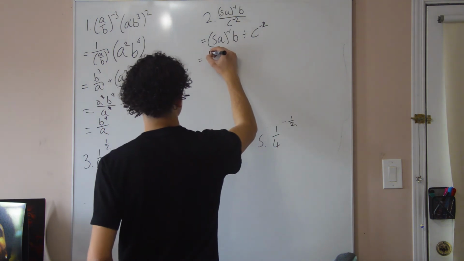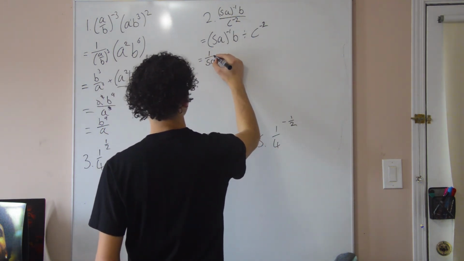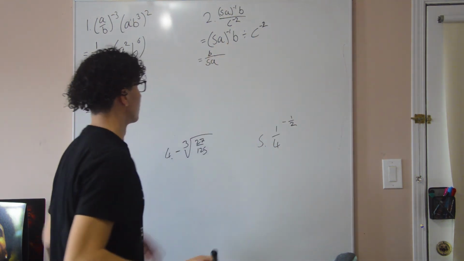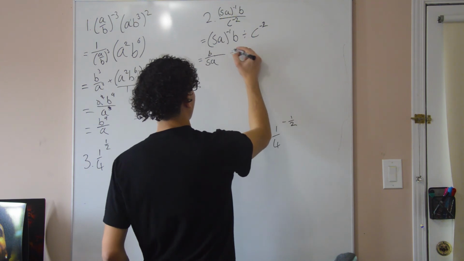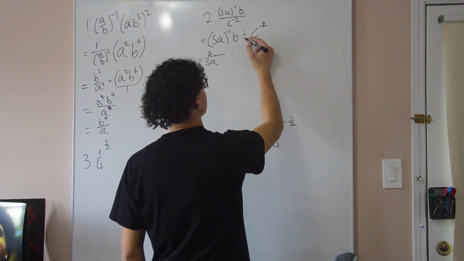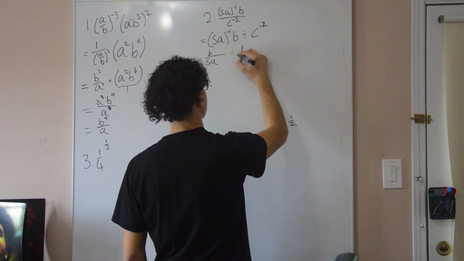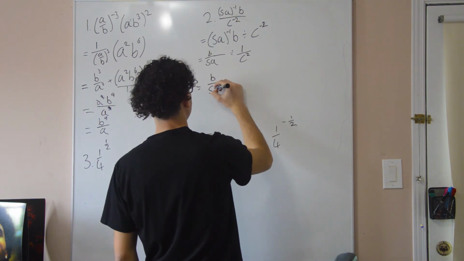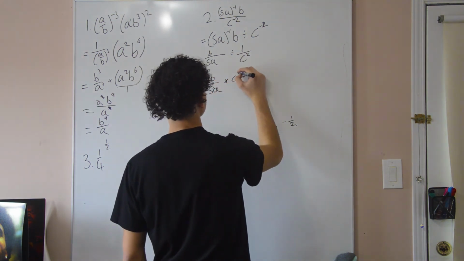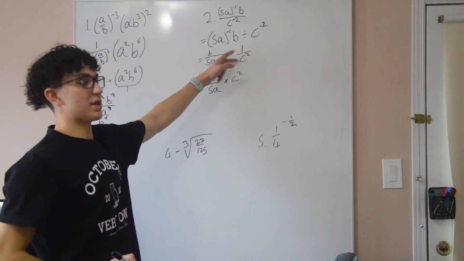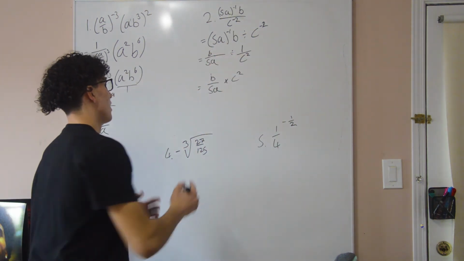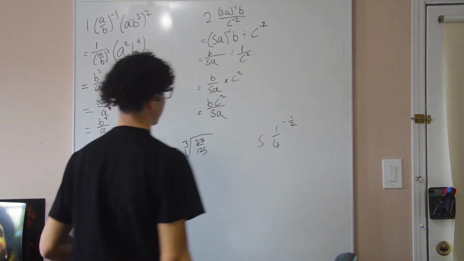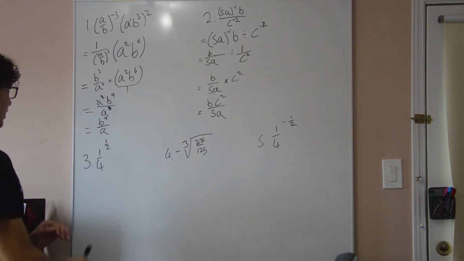5a to the negative 1 just becomes 1 over 5a. And since we're multiplying it by b, we just put that on top. So b over 5a, and we're dividing it by c to the negative 2, which just becomes 1 over c squared. And then this becomes b over 5a times c squared, because we're just flipping that and changing this to a multiplication. And our final answer becomes bc squared over 5a, just like that. Okay, let's do the last three.